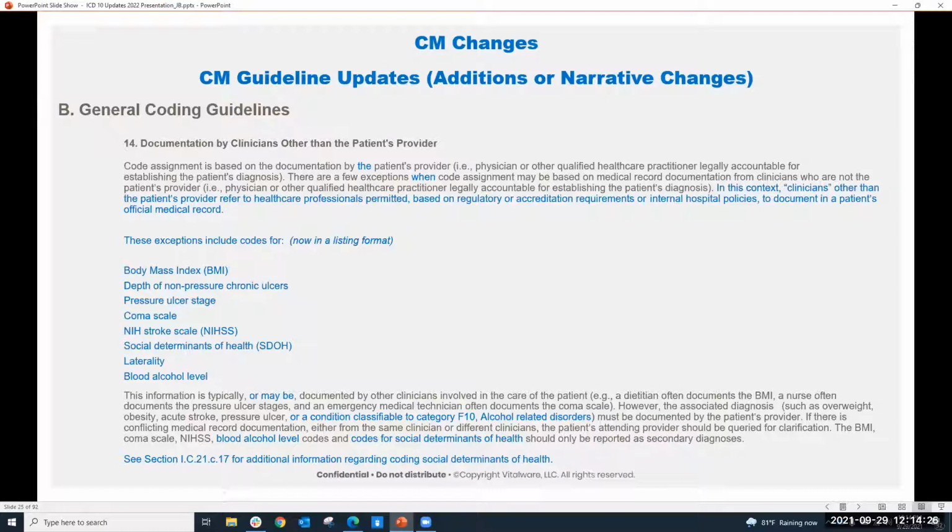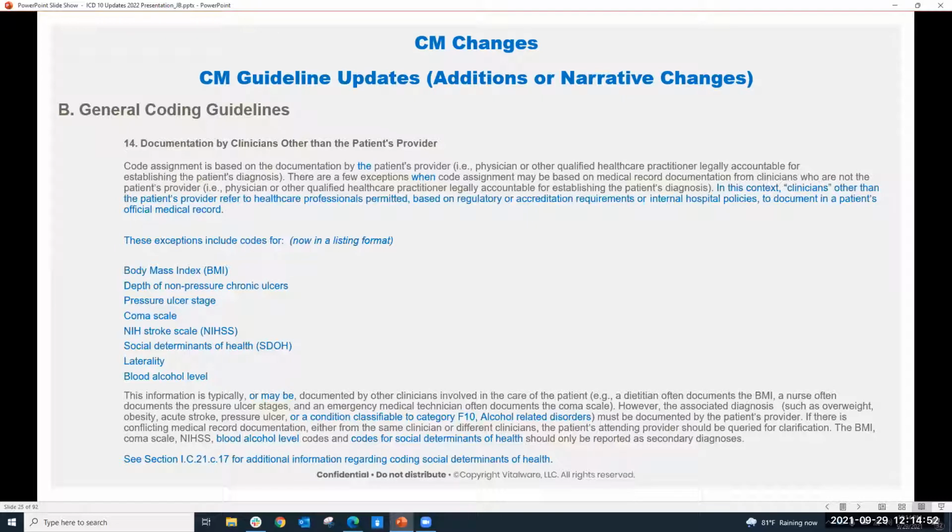Okay, so next section, documentation by clinicians other than the patient's provider. So here they just clarified what they meant by clinicians, and they say in this context, clinicians other than the patient's provider refer to the healthcare professionals permitted based on regulatory or accreditation requirements or internal hospital policies to document in a patient's official medical record.